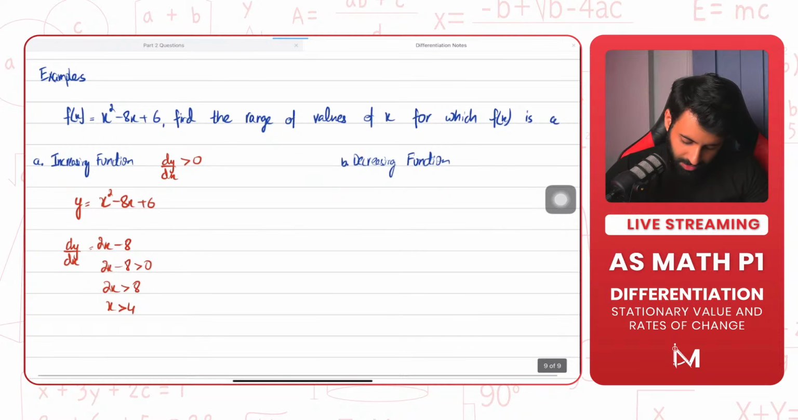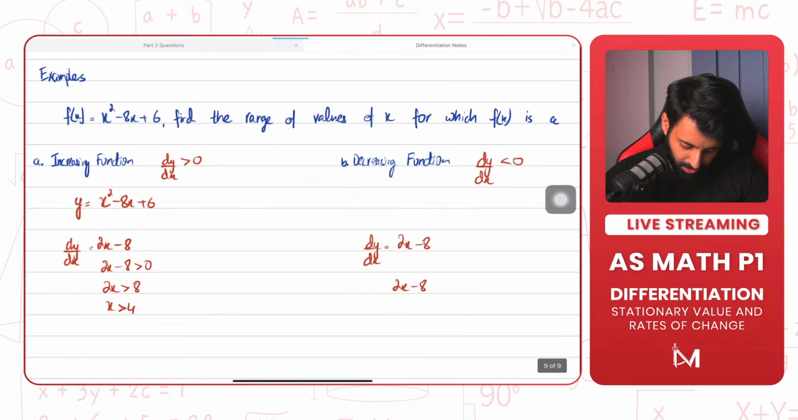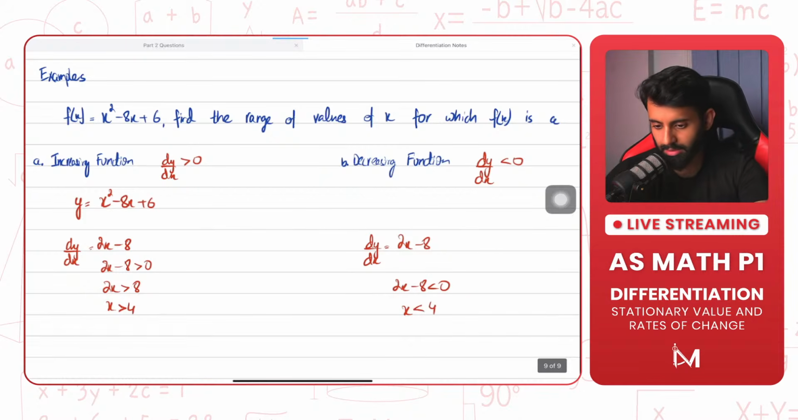For a decreasing function, we're going to do the exact same thing, except that we will do dy by dx to be less than 0. So that means dy by dx, which is equal to 2x minus 8. So 2x minus 8 is going to be less than 0, which means x is less than 4. So nothing different except for the sign that we use.